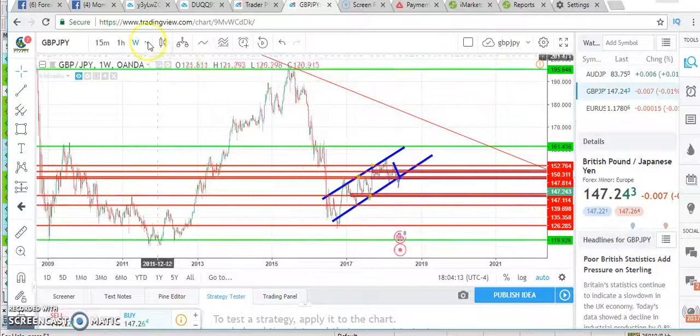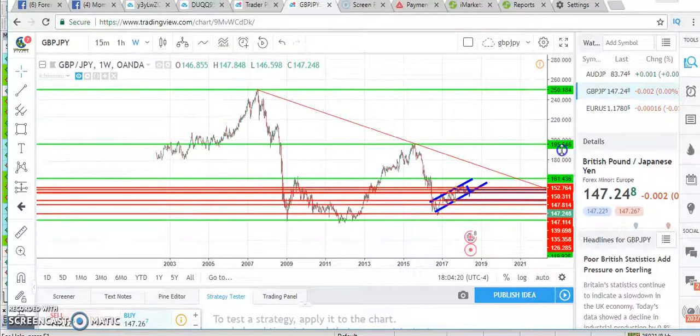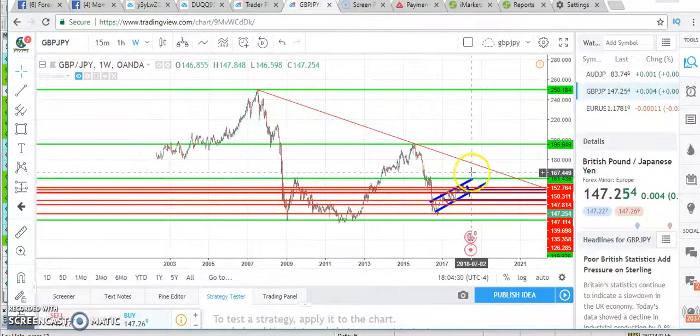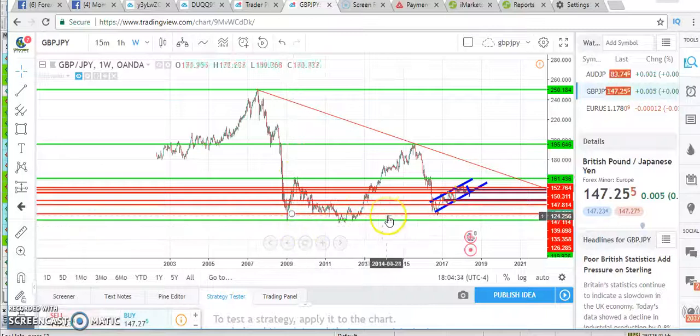Right now, we're looking at the weekly chart, and if I zoom in, you can see the overall status of GBPJPY. This is the lifetime status of GBPJPY, from when it first started way back in 2002, all the way up until today's date. This is the flow of GBPJPY.